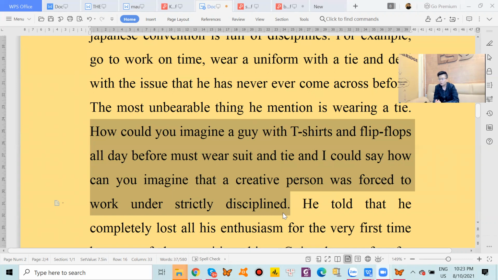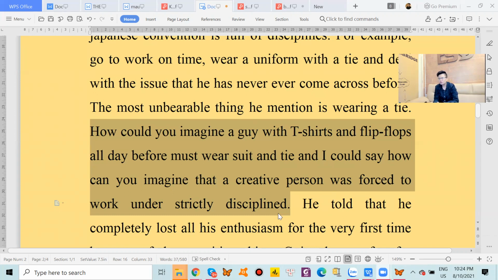This is the reason why we need to spend a bit of time writing everything back on a piece of paper, which is the word document right here, in order for us to fix your grammar and structure based on both written English and spoken English. So right here it goes. How could you imagine a guy with t-shirts and flip-flops all day before must wear a suit and tie?